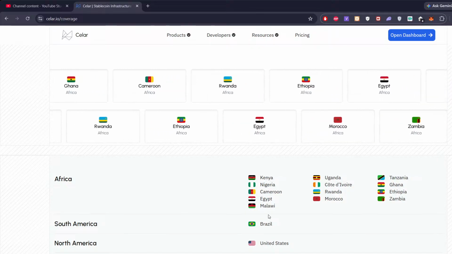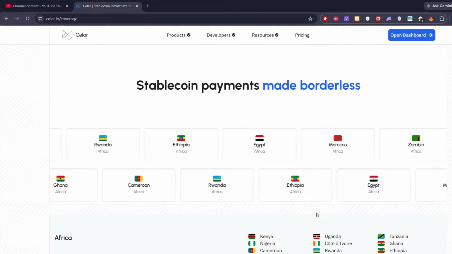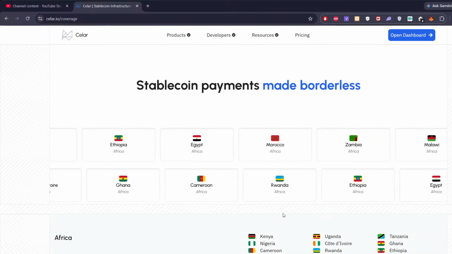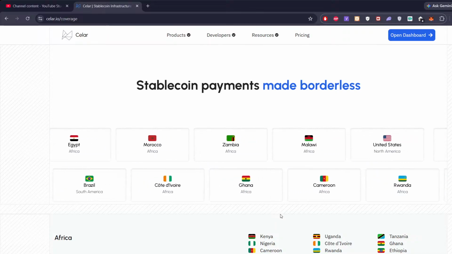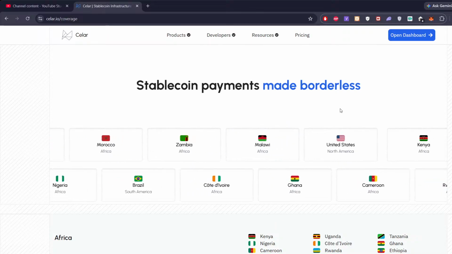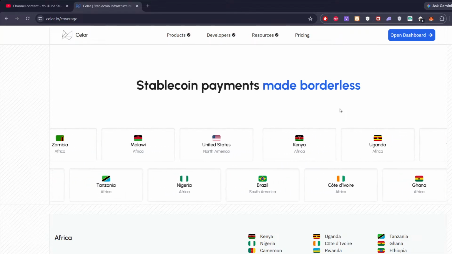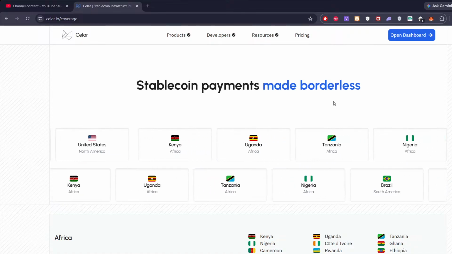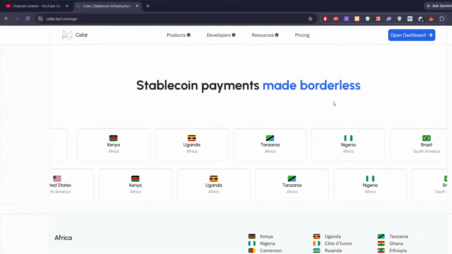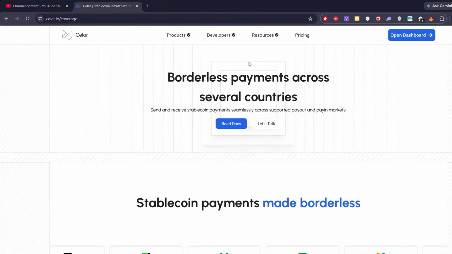This is 9, 10, 11, 12. So currently we have 12 corridors that are live via our API. You can actually move money in these 12 corridors. We have access to more, but it's really a matter of building and making sure that everything works before releasing more corridors to the public.